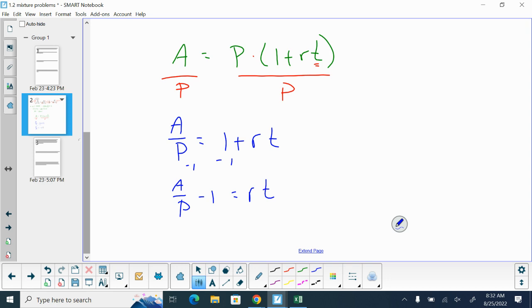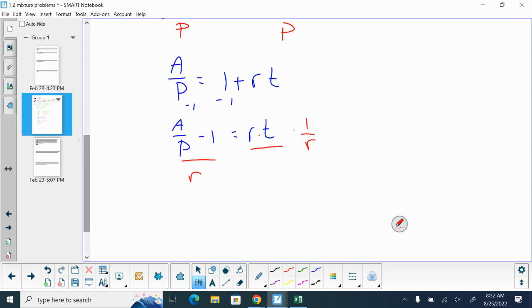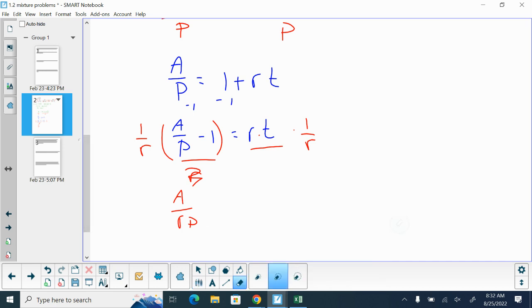Okay, we need to solve for t. So we can divide by r, but if we divide by r, we're going to get something like this, a over p minus 1 all over r, which is a complex fraction. So you can think of this also as we can multiply both sides by 1 over r. So if we multiply both sides by 1 over r, then we have a over rp minus 1 over r is equal to t.